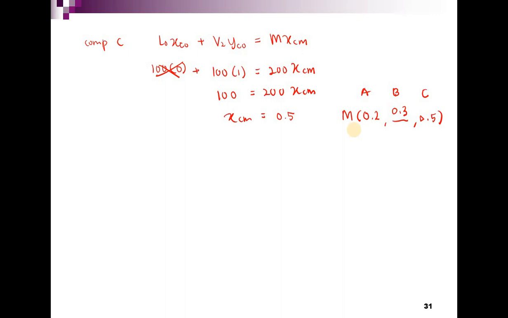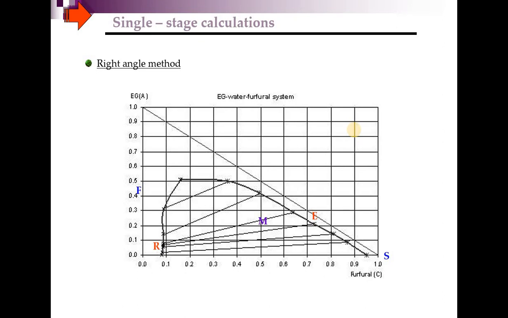After you get the M coordinate, next you proceed to the graphical method. This is the right angle method. As you can see here, the equilibrium curve has been constructed. It also has a tie line here. I think there is a mistake here. Usually this will be component C and this is component A, but here it becomes vice versa. So this is component A, this is component C. It's okay, we just follow.